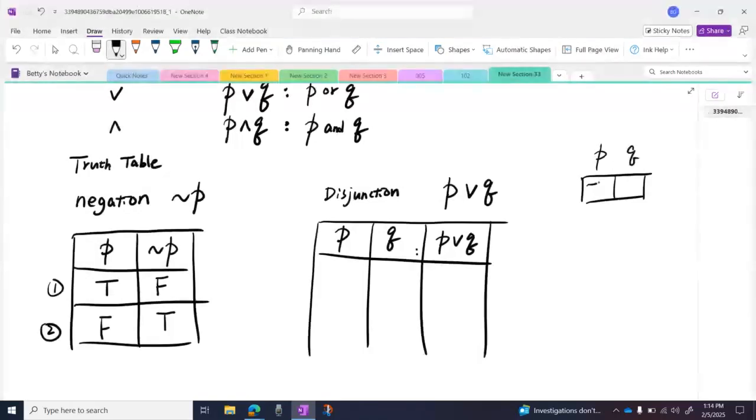P could be true or could be false. So we have two different ways to assign a truth value for P. The statement is either true or false, not both simultaneously, right? So we only have two different options to assign a truth value for P. Same thing for Q. Q is also either true or false, right? We also have two different options to assign a truth value for Q.